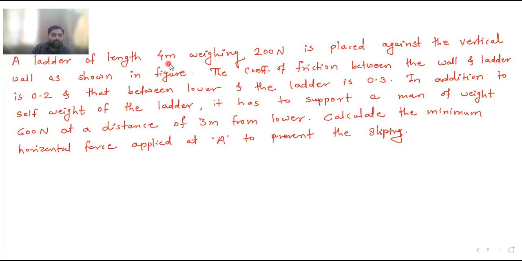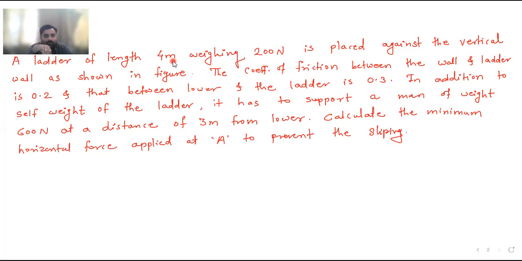A ladder of length 4 meter. So the total length of the ladder is given to us. It is 4 meter. It weighing 200 Newton. So its self weight is 200 Newton. Is placed against a vertical wall as shown in figure. So I will draw the figure. The coefficient of friction between wall and ladder is 0.2. So the frictional coefficient between wall and the ladder is 0.2. It is given. And that between the surface, that is the lower surface, the floor and the ladder is 0.3.